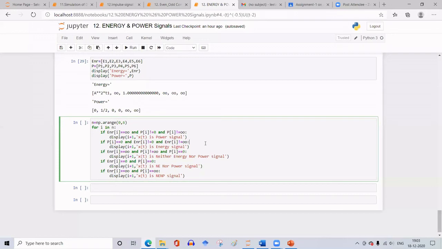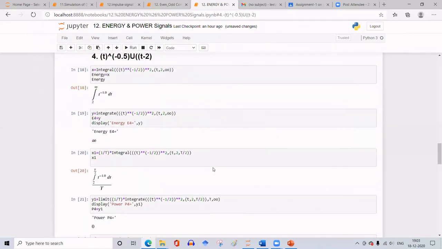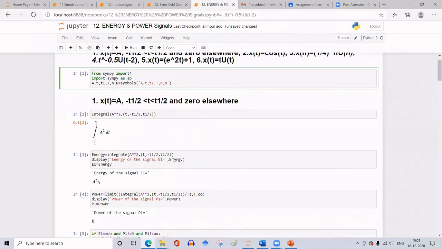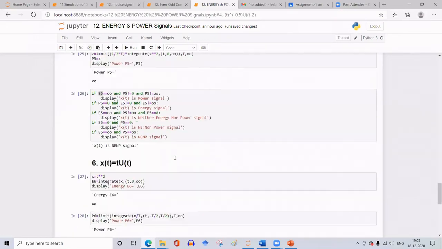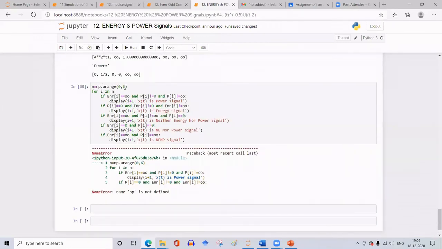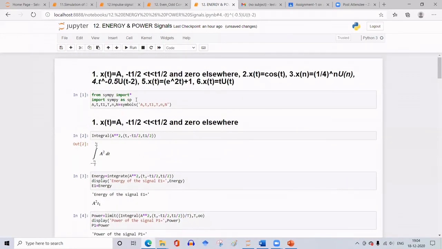Okay, so let me execute this. NP is not defined because I have not, did I import NumPy? Without importing NumPy, I used np.arange 0 to 6. That is why it's giving an error in that line, stating that NP is not defined. So I have to import NumPy.